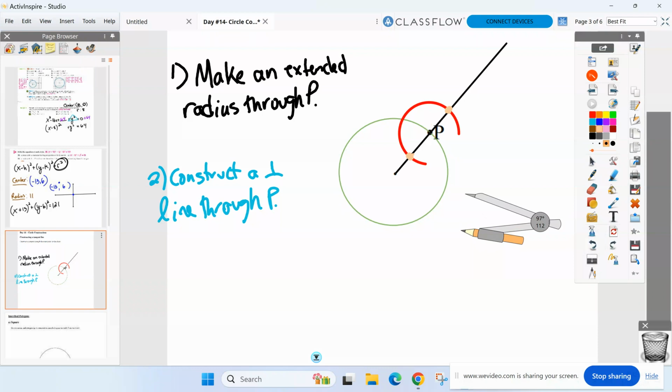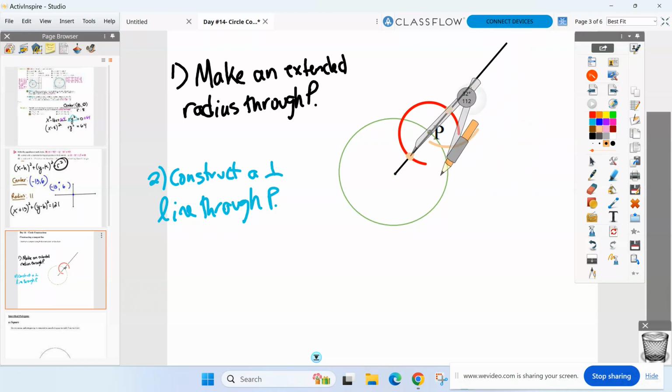Put your compass on 1 point, and you're going to make an arc again, above or below. I don't care if it intersects the first one. I prefer it doesn't, so it doesn't confuse you. So go to 1 point of intersection, make an arc. Again, this can be done above or below your radius. And you already should know where you're going with your next step, where you're going to put your compass, because that's why we made those 2 points of intersection.